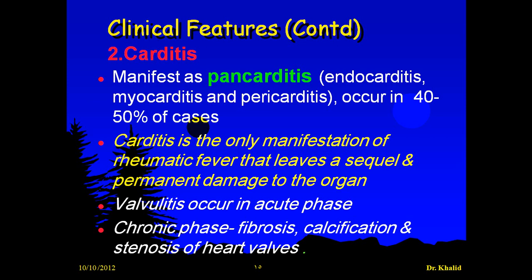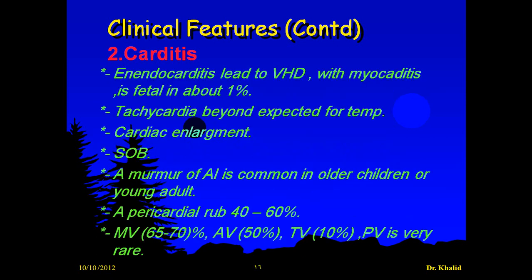Valvitis is common in the acute phase. In the chronic phase, with chronic recurrent infection, there is fibrosis, calcification, and stenosis of the heart valve. Endocarditis leads to valvular heart disease, with myocarditis fatal in about 1%, especially in children. Tachycardia in myocarditis is beyond what is expected for the temperature. There is disproportion, as we said in the lecture on myocarditis.